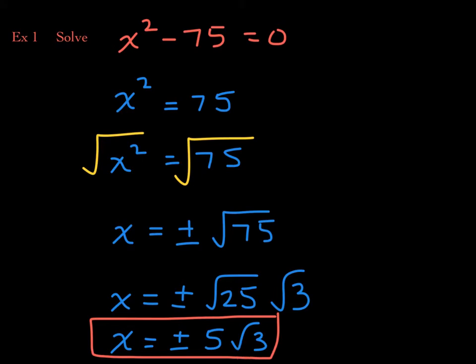We solved using the square root property. Notice I added 75 to the right first, and then I took the square root of both sides. Also notice that I did not forget the plus or minus symbol. Whenever you take the square root of both sides, don't forget the plus or minus symbol.